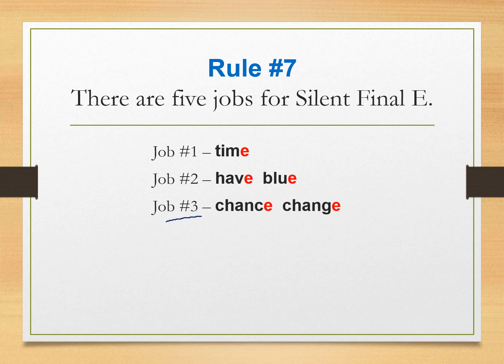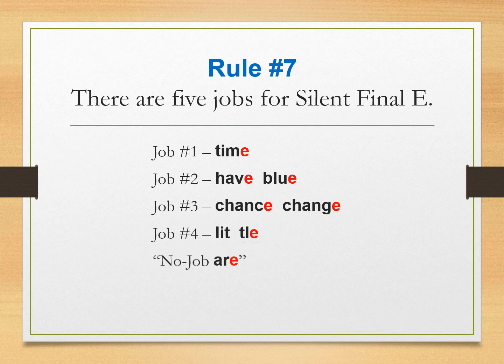Job 3, chance and change, rules 2 and 3. To say their soft sounds, this C and this G need to be followed by a final silent E. Job 3, chance and change. Job 4, those syllable words like little, because every syllable needs at least one vowel. Final silent E can be that one vowel. That's its 4th job, little.